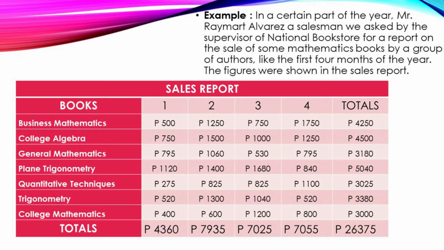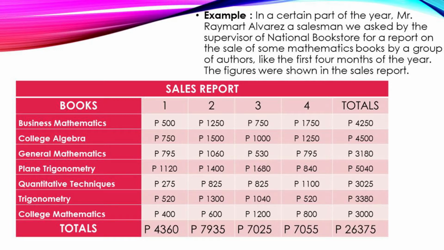Sixth, trigonometry. First month, we have 520 pesos. Second month, 1,300 pesos. Third month, 1,040 pesos. Fourth month, 520 pesos. Then the total for first month to fourth month in trigonometry is 3,380 pesos.